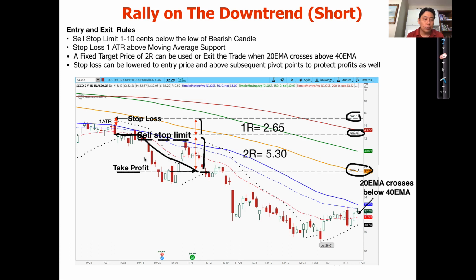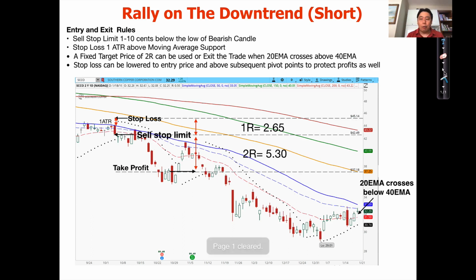Or again, you could not have a fixed target price. So if it continues going down, you stay in the trade and ride the trend all the way down to maximize your profits when you catch a strong trend. And you can exit when the 20 EMA crosses back above the 40. So the new uptrend, you exit.